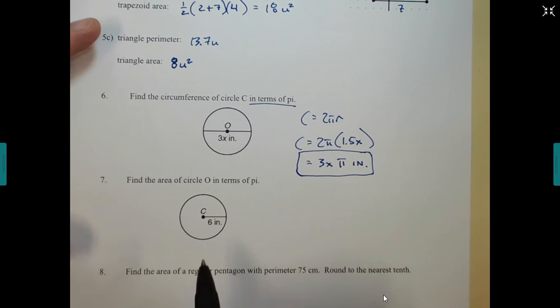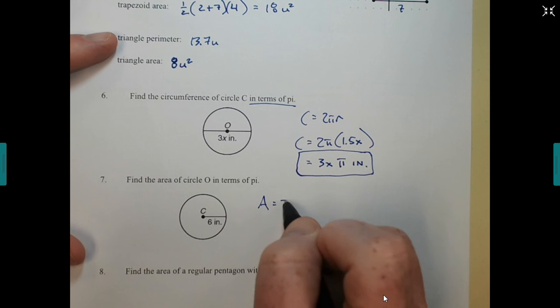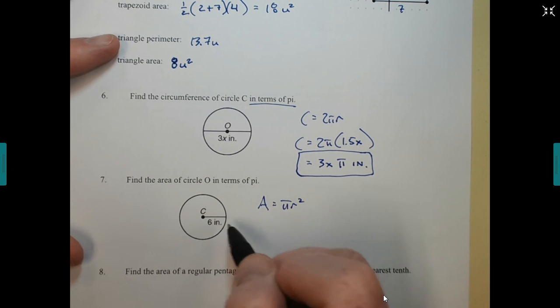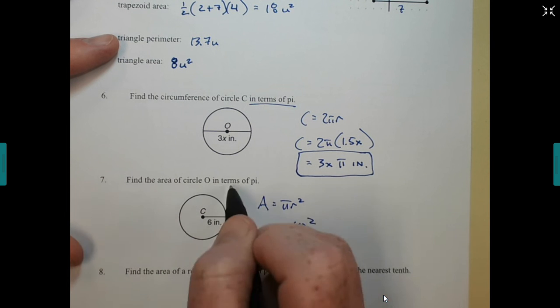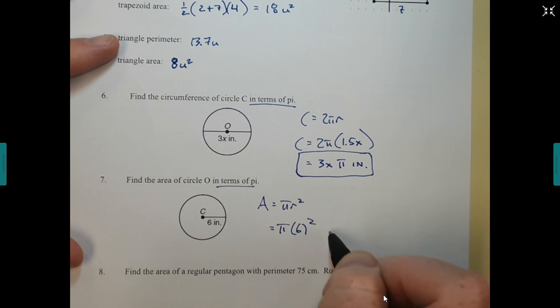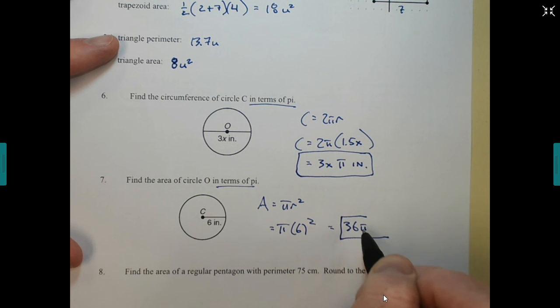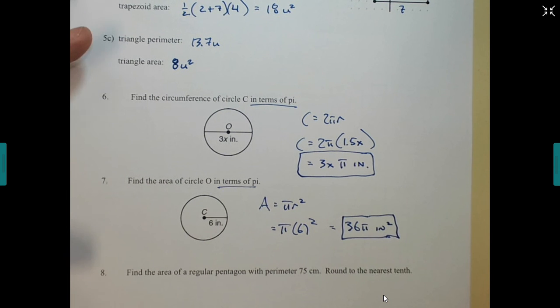I want to find the area. Area is pi r squared. The radius is 6 in terms of pi, which means 6 times 6 is 36, and I'm leaving pi out of the idea. The units would be inches squared because this is an area.